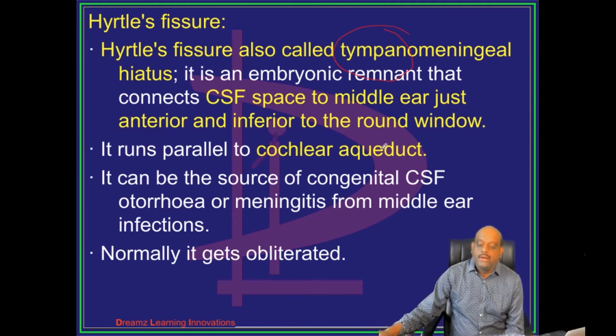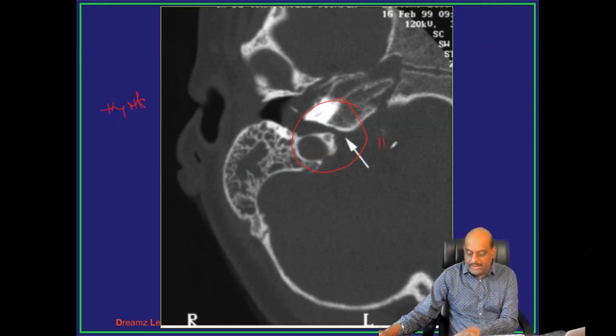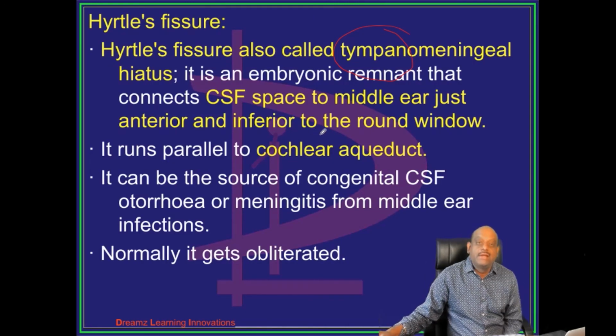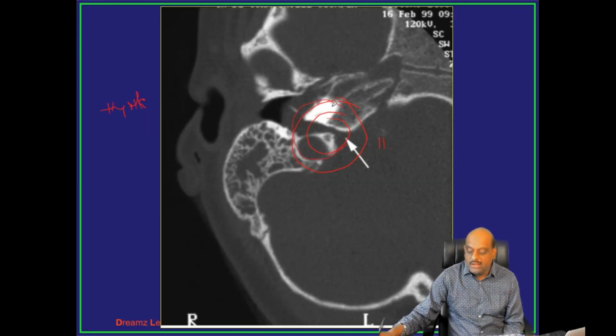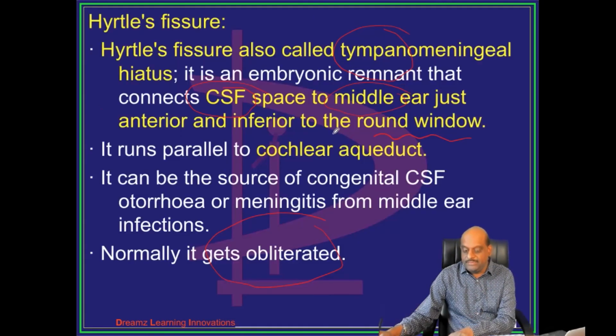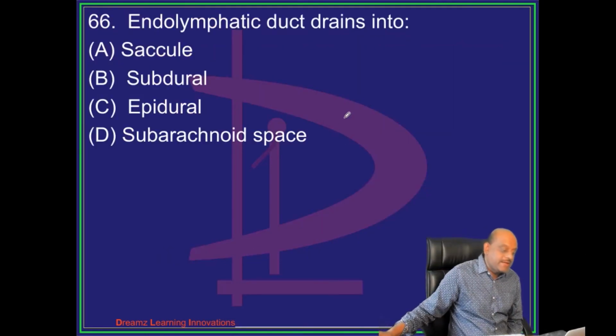Now, it is an embryonic remnant. This Hyrtl's fissure is an embryonic remnant and it connects the CSF space to the middle ear, just anterior and posterior to the round window. So, normally this Hyrtl's fissure gets obliterated. That's the point you need to appreciate.